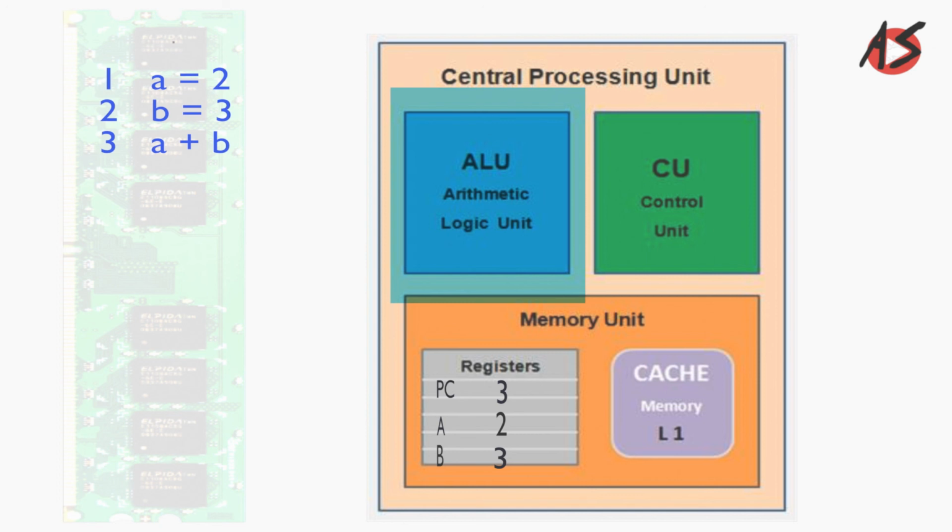The ALU uses its electronic circuit and adds the numbers. The result 5 is stored in the register, and later the control unit transfers the result to main memory to reuse the register. Billions of such instructions are executed by a modern CPU per second.